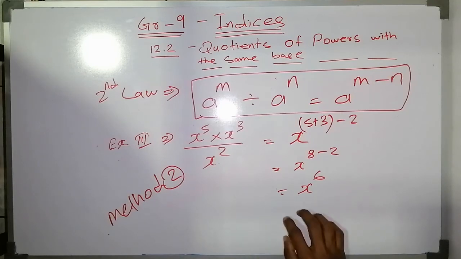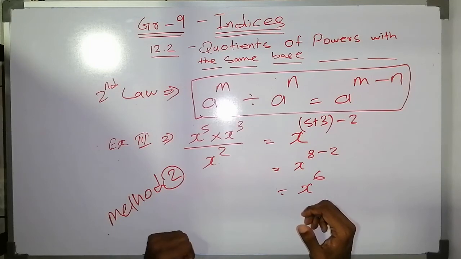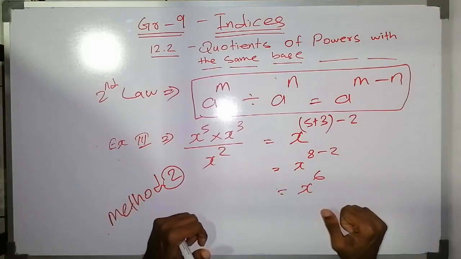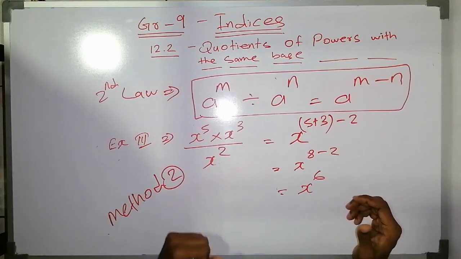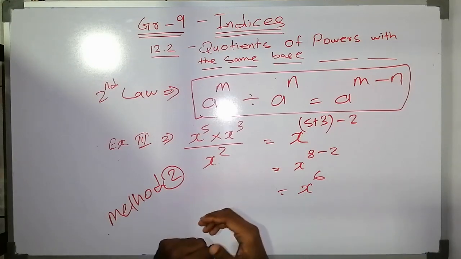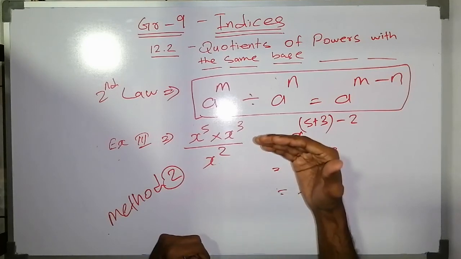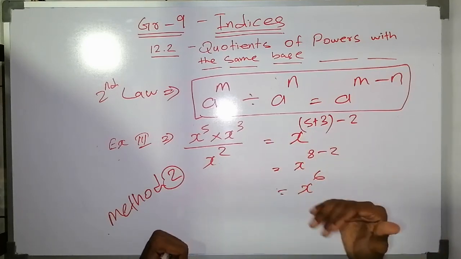So this way is the most preferable way. You should learn to do combining two rules in one step. That is the most preferable one. So you can use method 1 also, one by one: first multiplication, then division, then other laws.